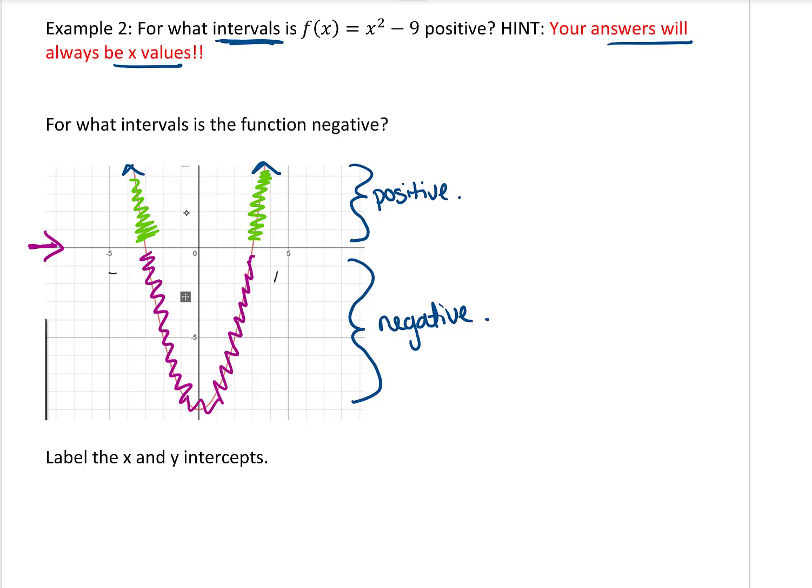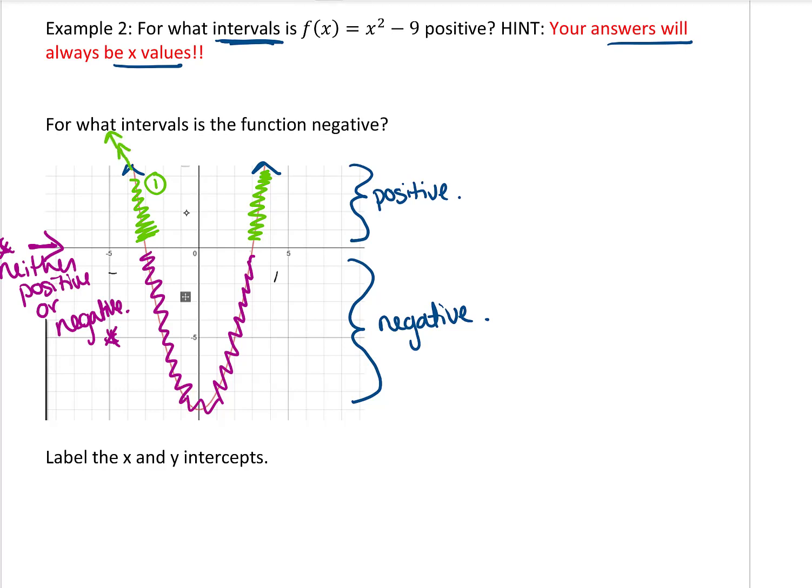And on the actual axis, it's neither positive or negative. And I'm going to put a star because this is a little concept that a lot of people forget. So let's look at the first interval.